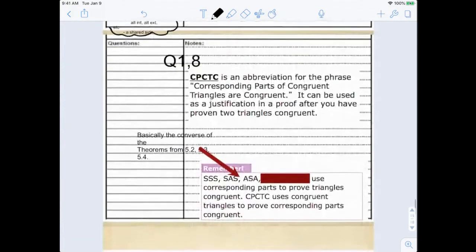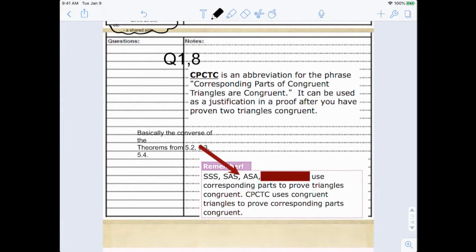2 more of these really deal with a rule called CPCTC. This is our last thing we are going to talk about today. Questions 1 and 8 deal with something, and we've done something similar to this before. CPCTC stands for the corresponding parts of congruent triangles are also congruent. We did corresponding parts of congruent figures were congruent in the past.